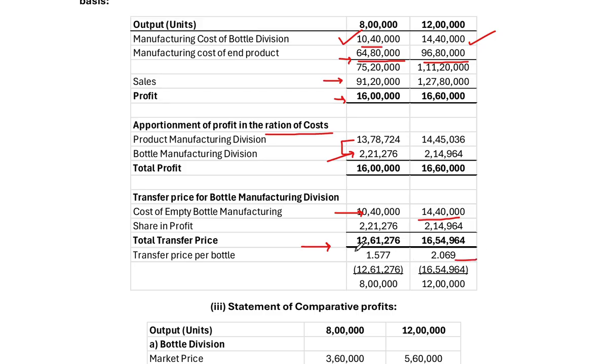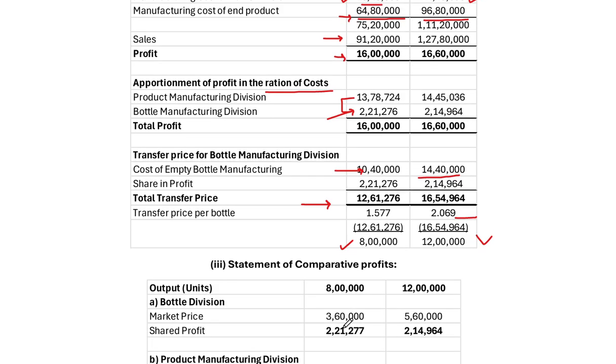How is it arrived at? The total transfer price is 12,61,276 and the output is 8 lakh units. Similarly, we will calculate for 12 lakh units.